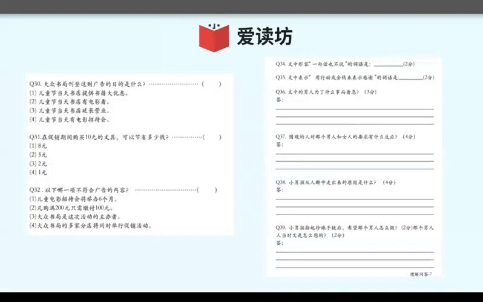There are 2 comprehensions for lower primary and 3 comprehensions for higher primary. The first comprehension, question 30 to question 2, is to circle the correct answer according to the passage. The second comprehension is to circle the answer plus 1 short writing. The third comprehension is fully writing, like question 34 to 39.